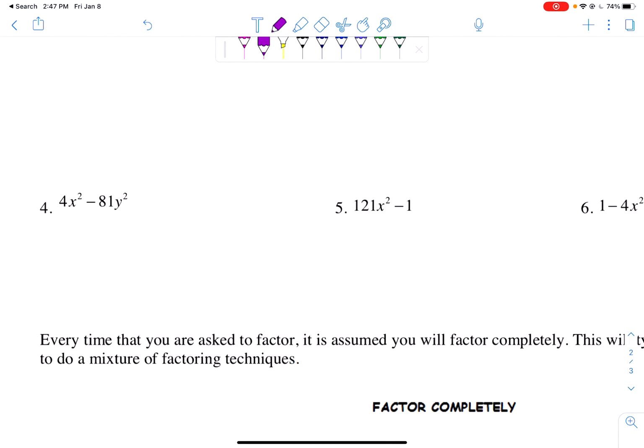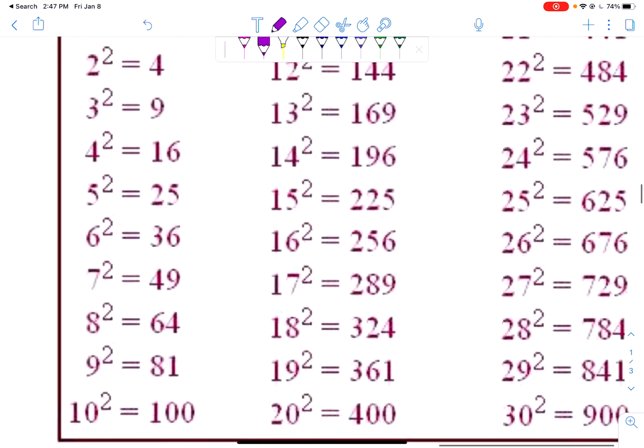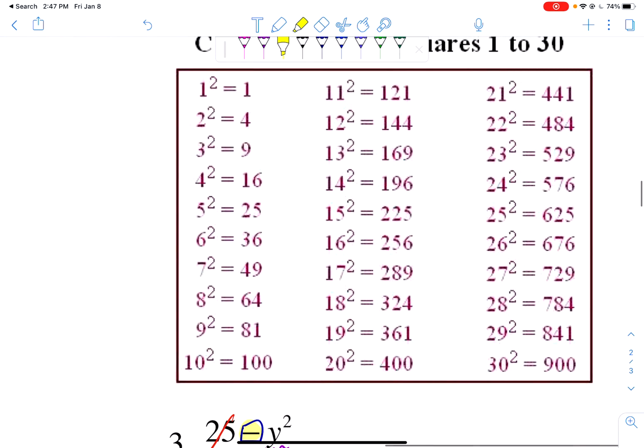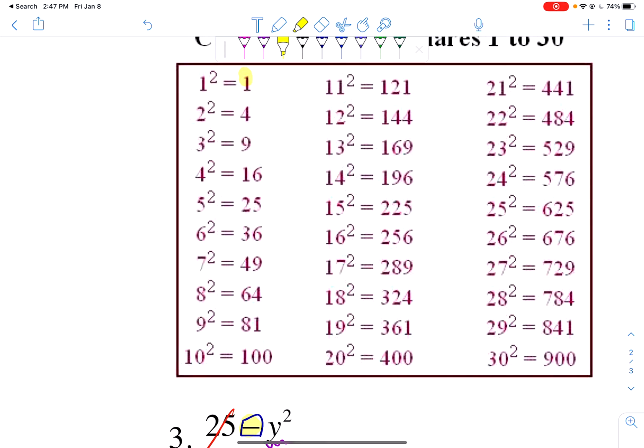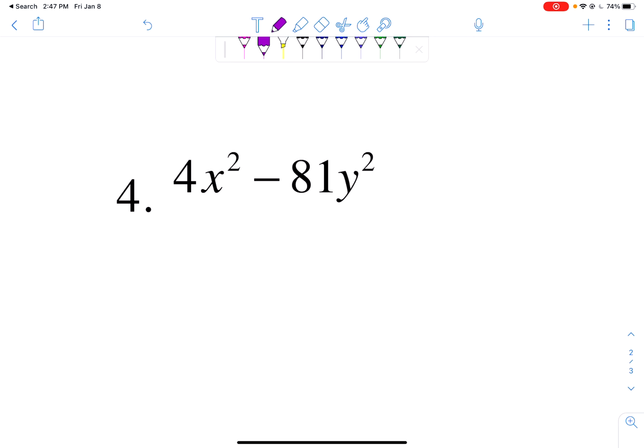Okay, let's go to these next 3 examples. I have 4x squared minus 81y squared. Those are all perfect squares. They all are. Look at your sheet right here. If I see a 4 and an 81, that's good. These are your perfect squares. If you see these numbers, that's what you want. So 4 and 81 are both perfect squares. X squared and y squared, both perfect squares.